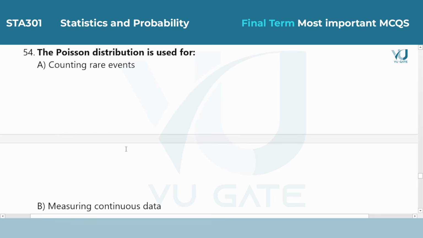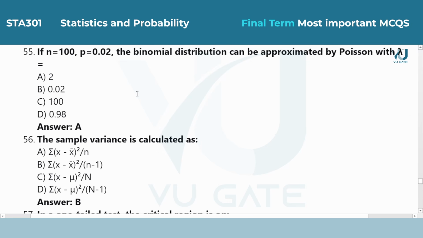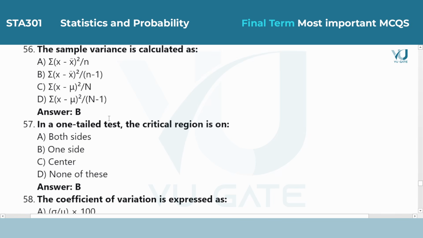Answer: A. Counting rare events. Explanation: it is the standard distribution used to measure the frequency of rare occurrences over a period of time. Question: if n equals 100, P equals 0.02, the binomial distribution can be approximated by Poisson with lambda equals? Answer: A. 2. Explanation: lambda is calculated as n times P, so 100 times 0.02 equals 2.